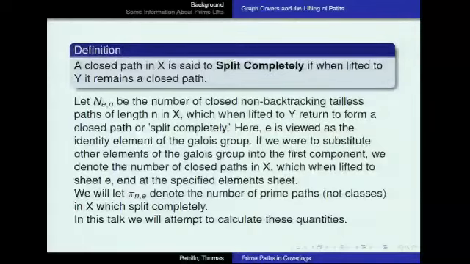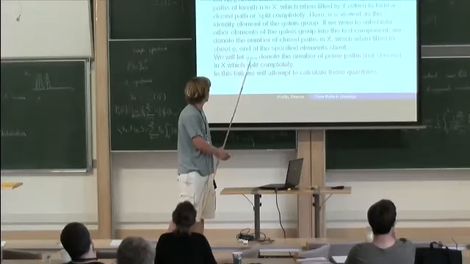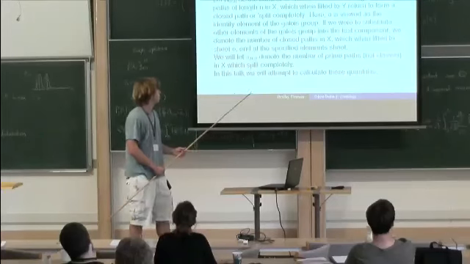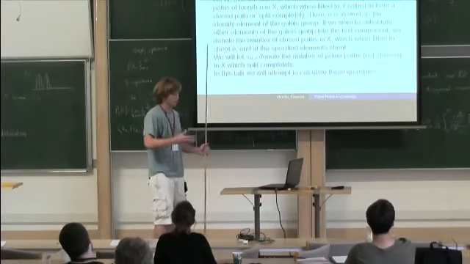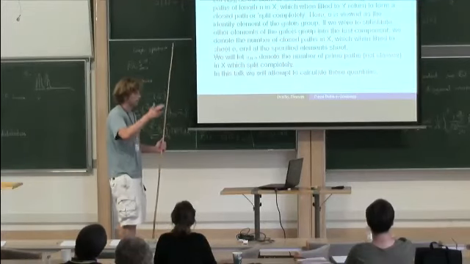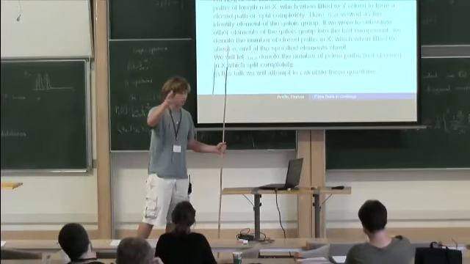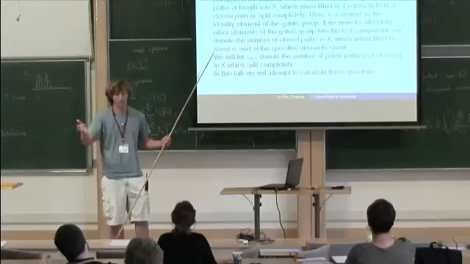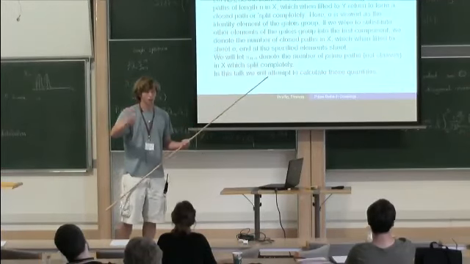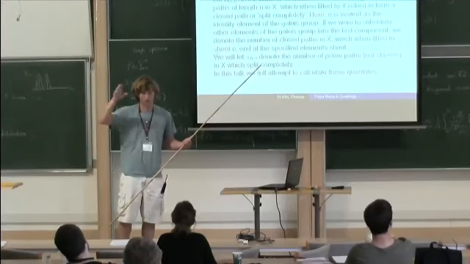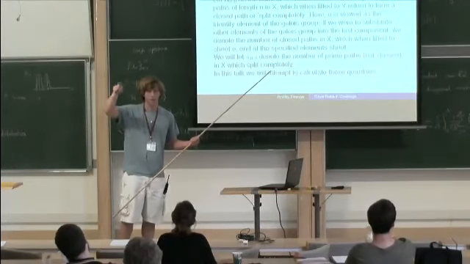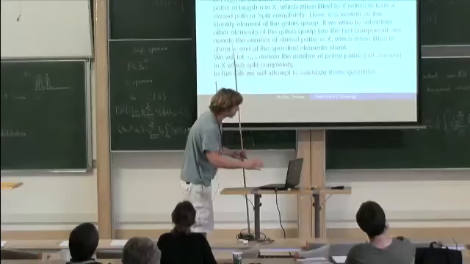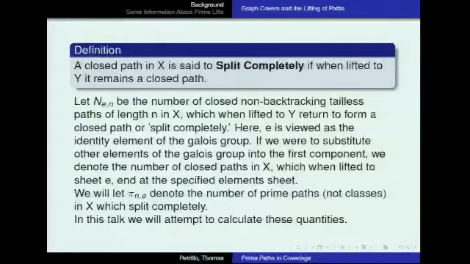We're going to let pi sub n comma e denote the number of prime paths, not classes, in X which split completely. So you have the concept of closed paths, and then you have the concept of closed prime paths. Essentially, a closed path is almost a prime path, except a closed path can be a power of another closed path, whereas a prime path is not a power, it's simple. It can't be a power of another path. In this talk, we're going to attempt to calculate these two quantities.